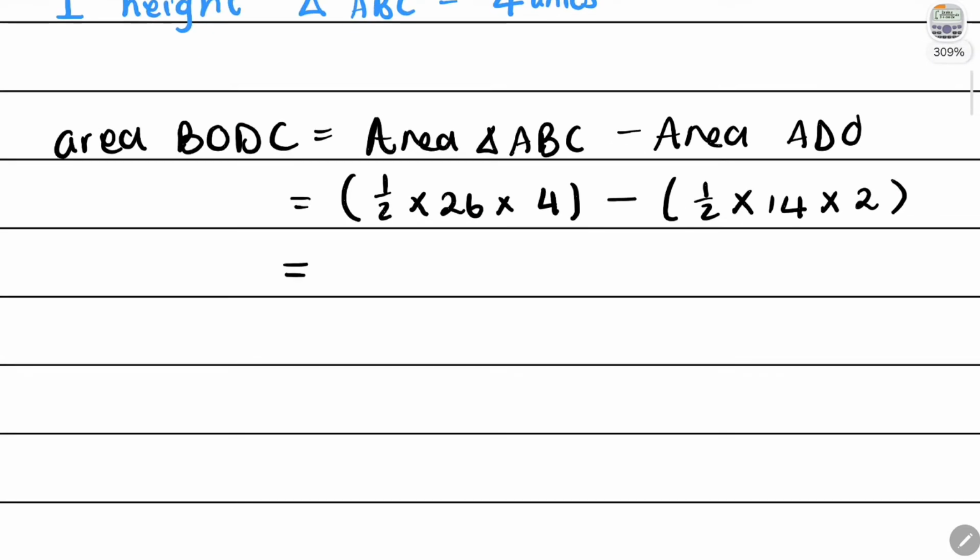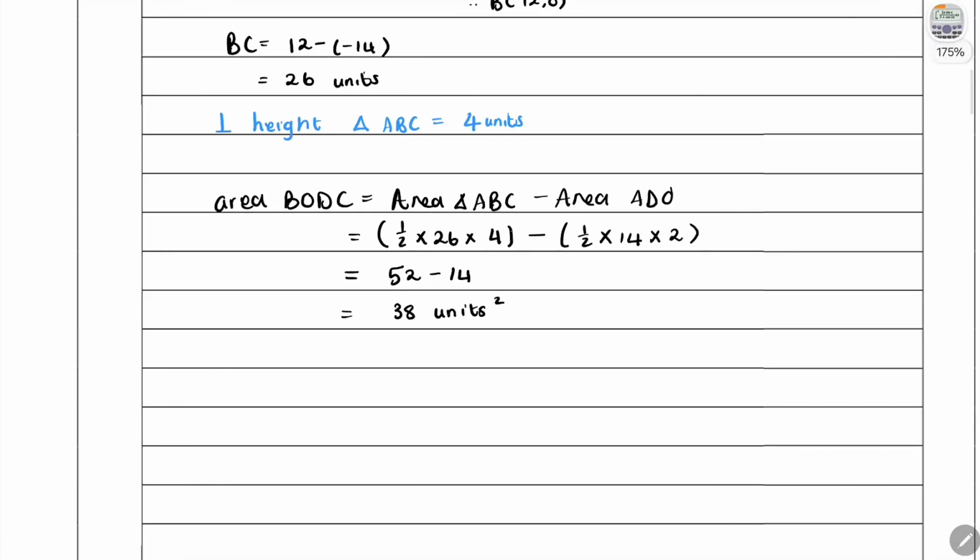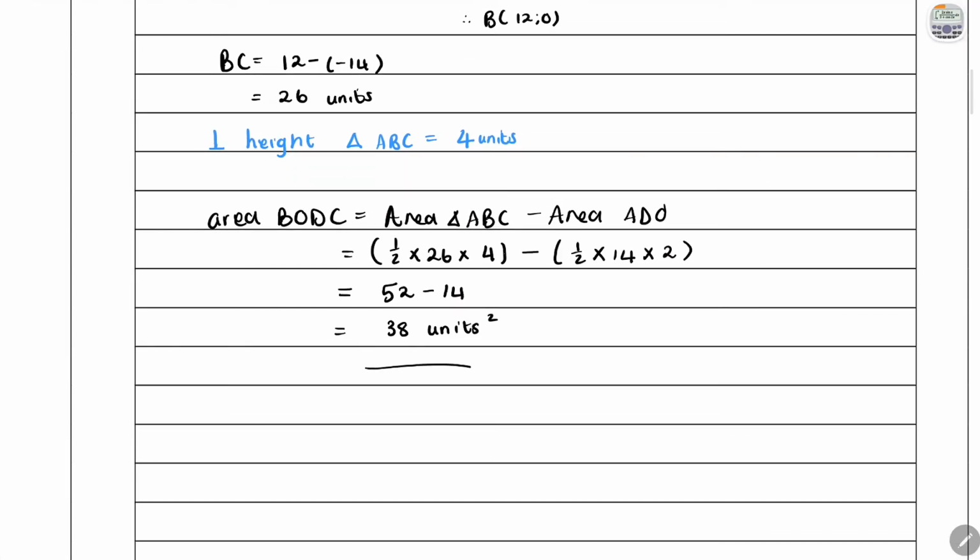BODC. So we can say a half times 26, that's 13. 13 times 4 is 52. And then minus a half times 14 is 7, and 7 times 2 is 14. So minus 14 again. Then 52 minus 14 gives us 38. So there we go. That's the area of this shape BODC, it's 38 units squared. And that is our final answer.